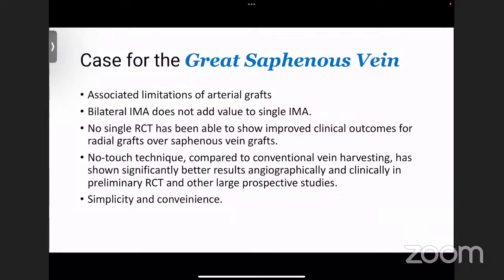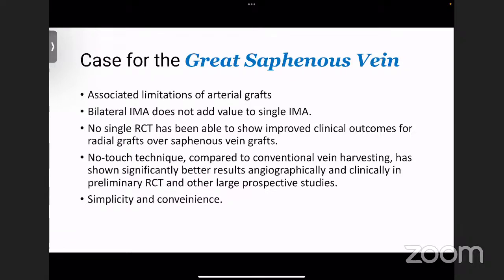So the case for the saphenous vein grafts is essentially the associated limitations of the arterial grafts, and then the bilateral LIMA, which did not show to be better than the single internal mammary in the largest 10-year RCT. And then we have the fact that there hasn't really been a single RCT that has showed improved mortality and clinical outcomes for the radial grafts over the saphenous vein graft. So this is the saphenous versus the radial, and this is really important.